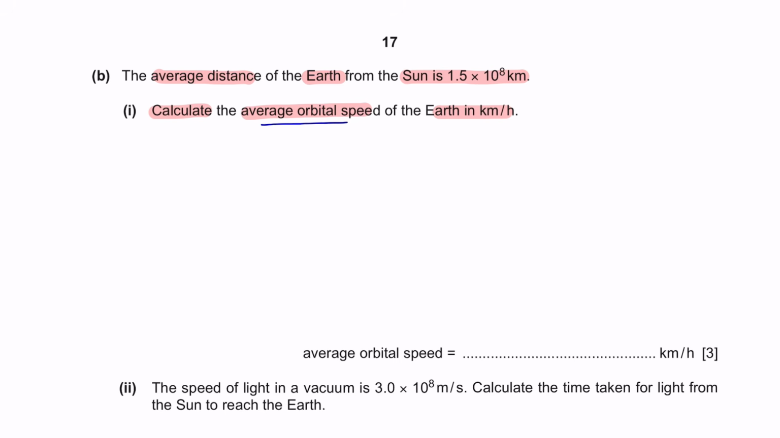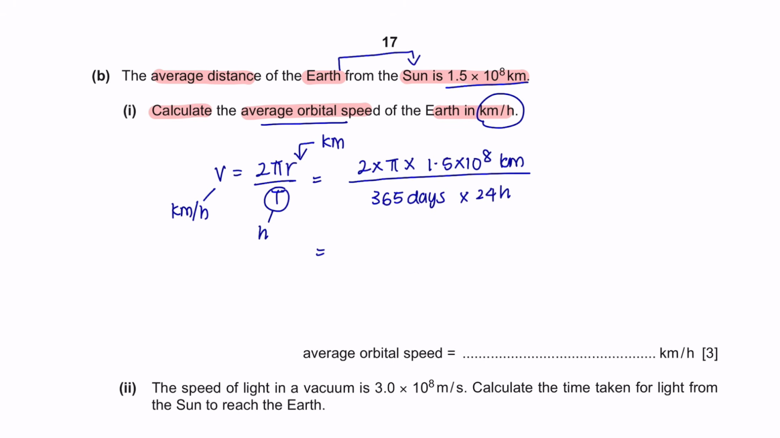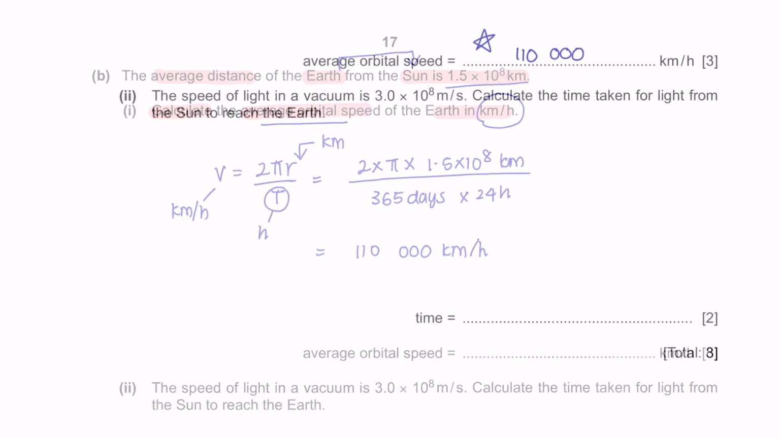The formula for orbital speed is v equals 2 pi r over t. It mentions here that we are looking for the speed in kilometers per hour. That means the radius here, which is the distance, should be in kilometers, and the time here should be in hours. Put all these values in your calculator, and in two significant figures, we would get 110,000, and the unit would be kilometers per hour.